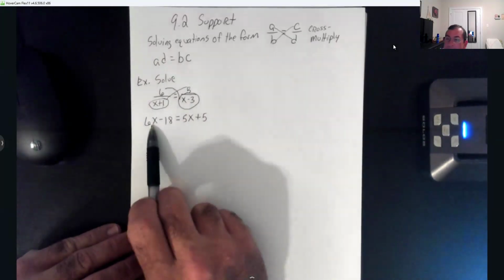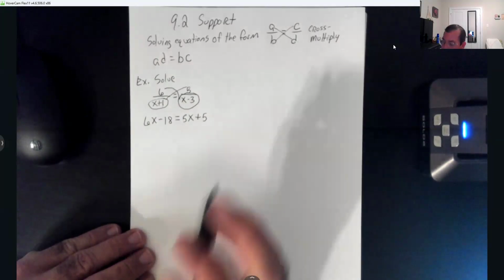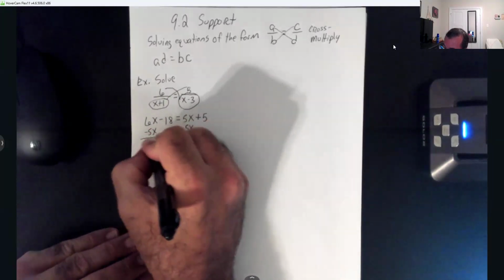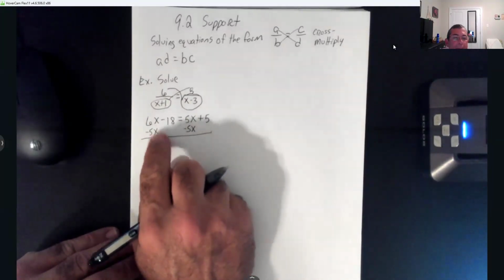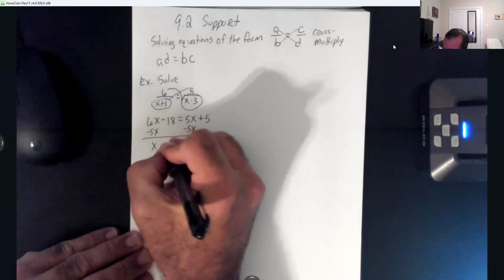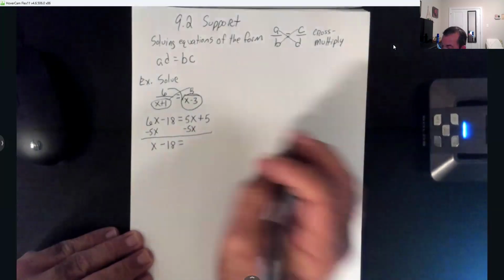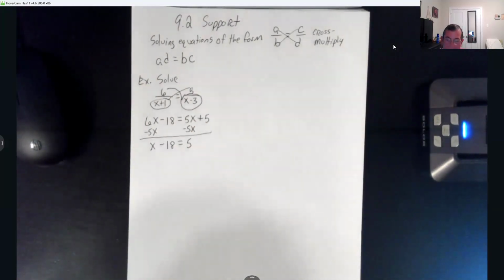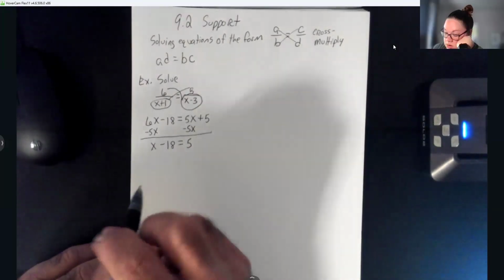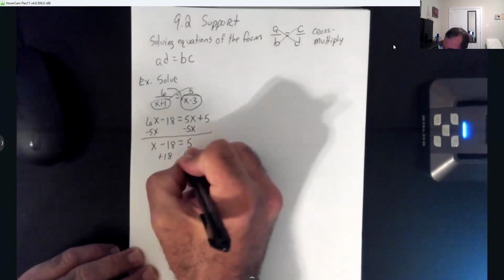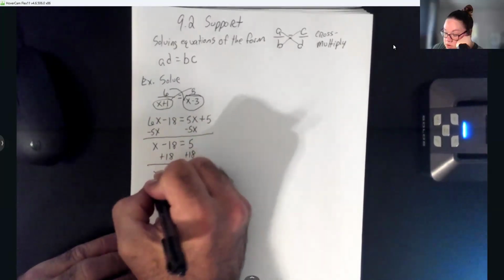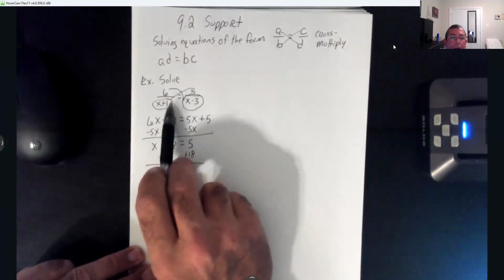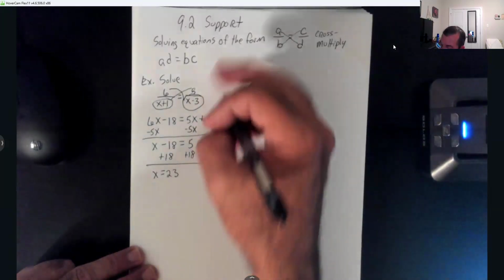Now look at that, fractions are gone. So I'm probably going to slide my x's over here and my numbers over there. Okay, so let me move the x's first by subtracting 5x. So y'all notice if I do that, 6 minus 5 leaves me 1x minus my 18. On the right side, all that's left is that 5. And y'all look at that, my final move. Add 18. So I get x is 23. So if you put a 23 in for those x's, both sides would be equal, okay?